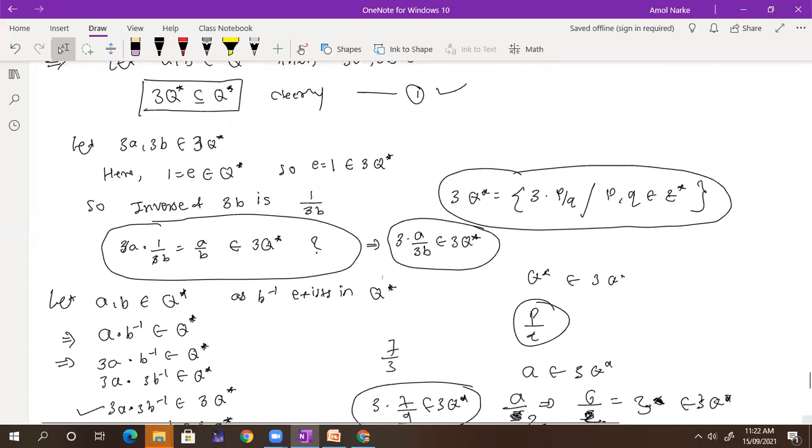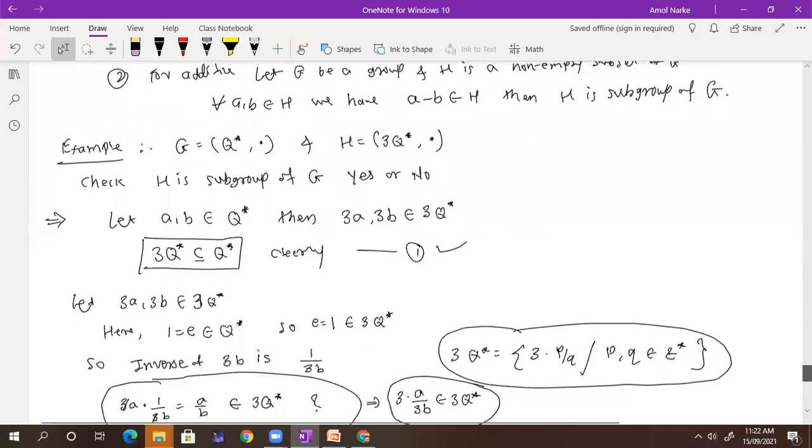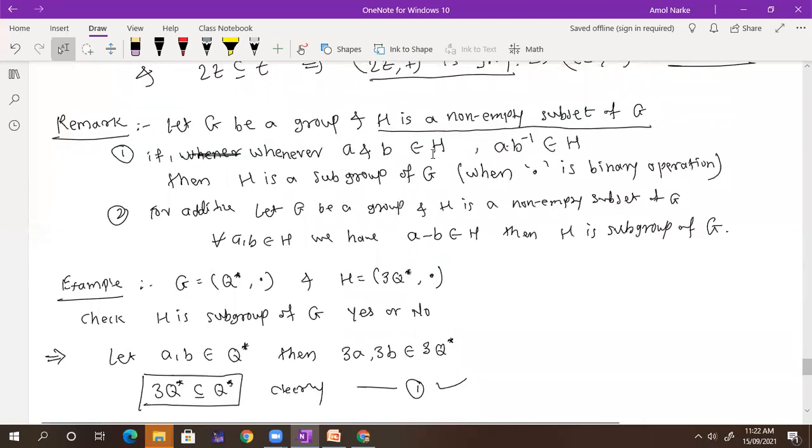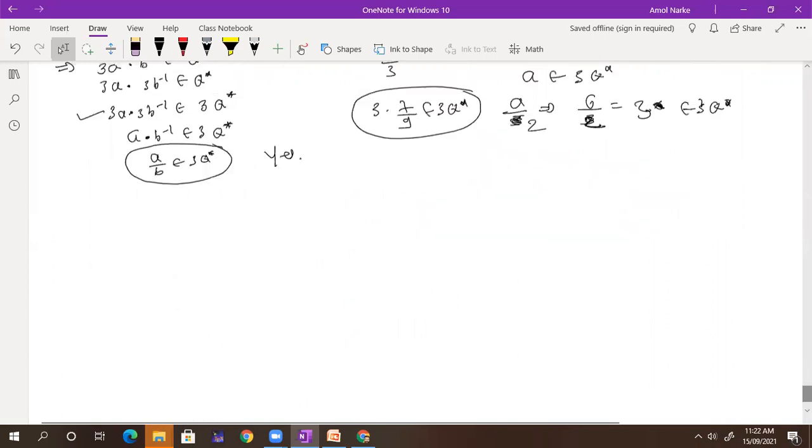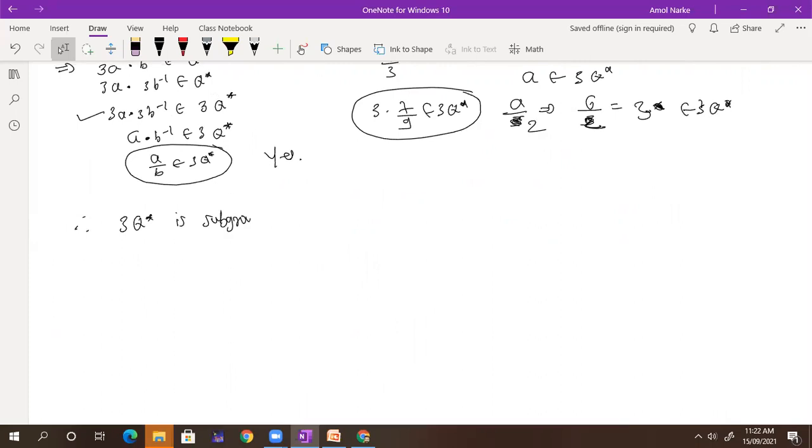What does it mean? It is the first condition. If A and B belong to H, and if I find A into B inverse, it also belongs to H, then H is a subgroup of G. Therefore, 3Q star is a subgroup of Q star. Got it?